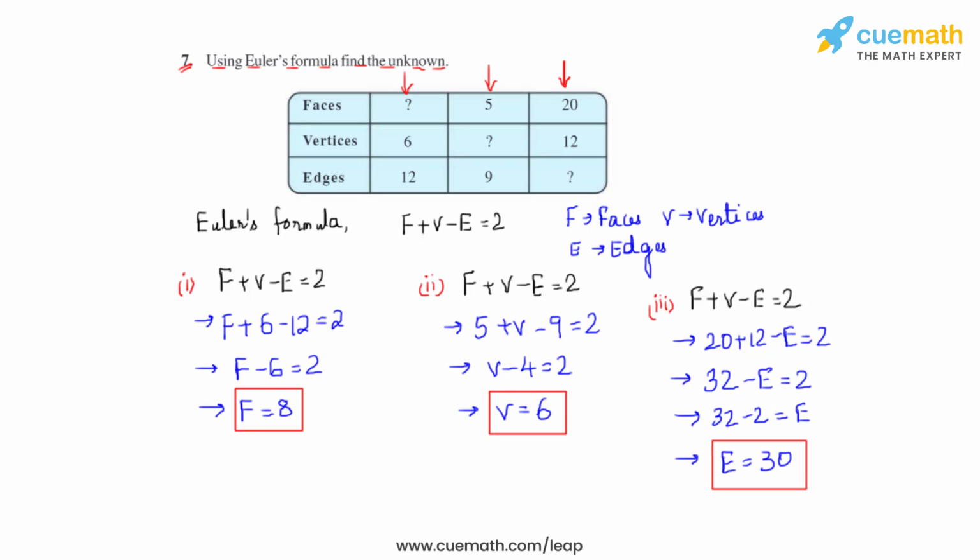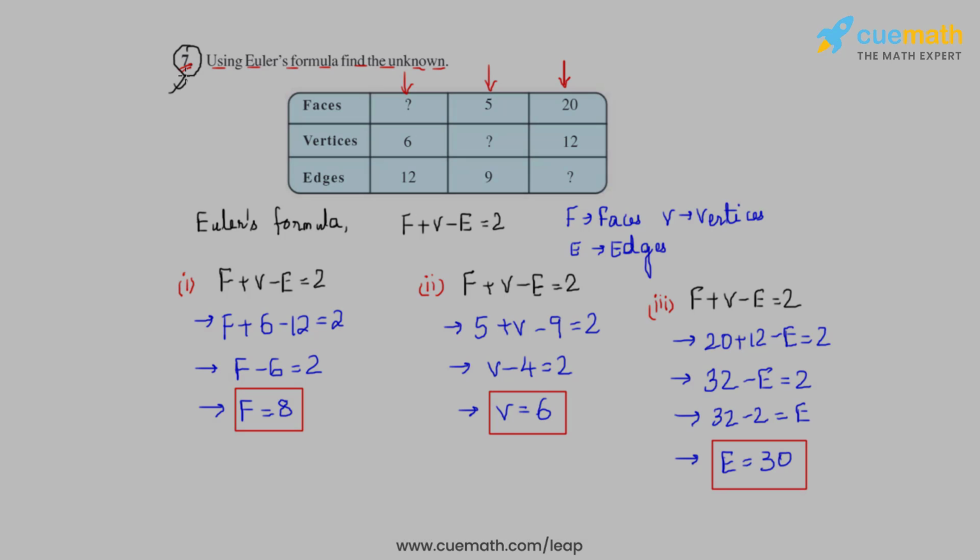So this is how we're going to use Euler's formula to find the unknown, and this is how we are going to answer the 7th question of this third exercise.